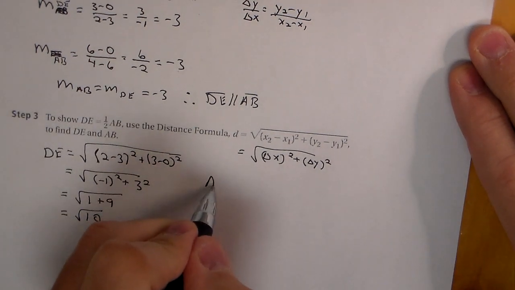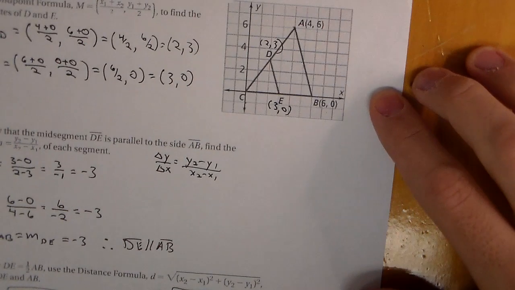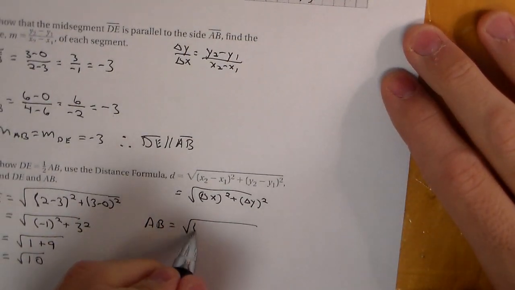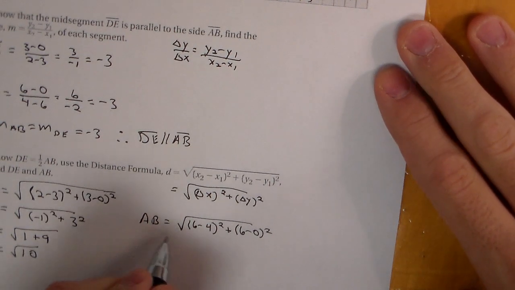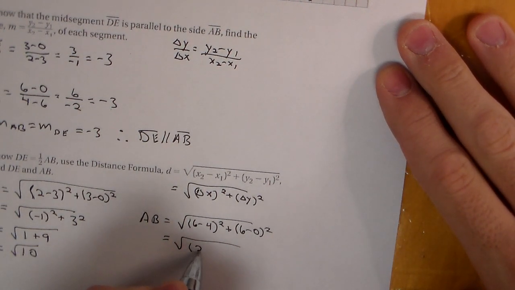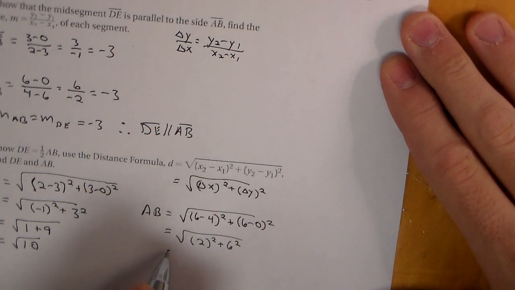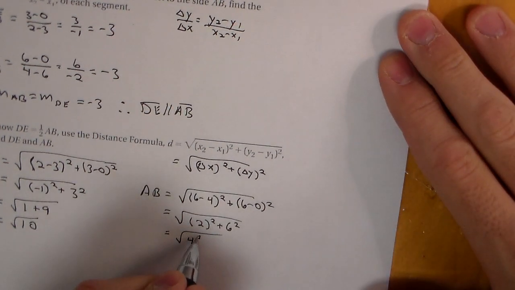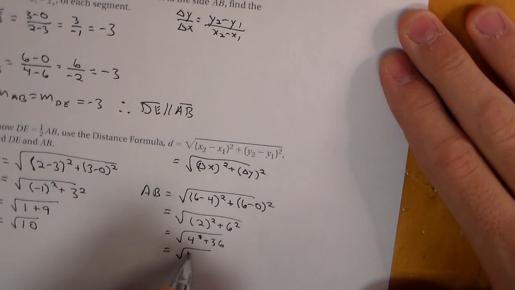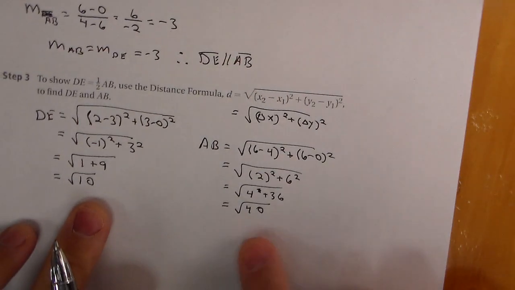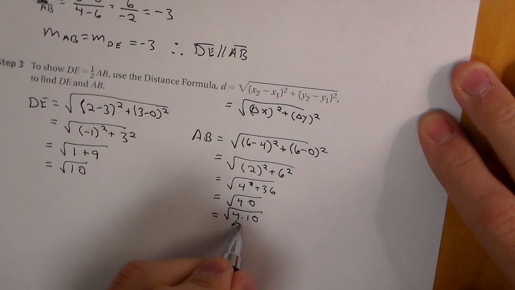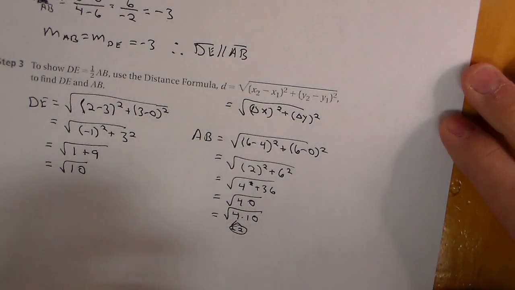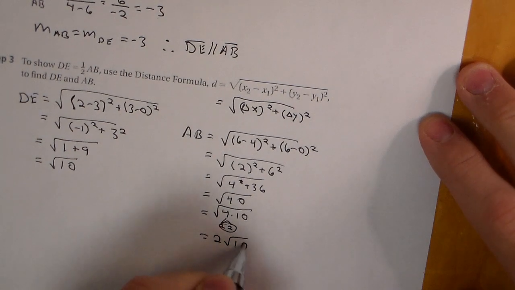So for AB, we're going to do 4 and 6, so that difference is 6 minus 4 squared, and then 6 minus 0 squared. So we have 2 squared plus 6 squared, which gives us 4 plus 36, which is the square root of 40, which at first look makes it almost look 4 times the amount, but we have to remember to simplify the radical. Because 40 is 4 times 10, I can take the square root of 4, and that becomes 2 root 10.